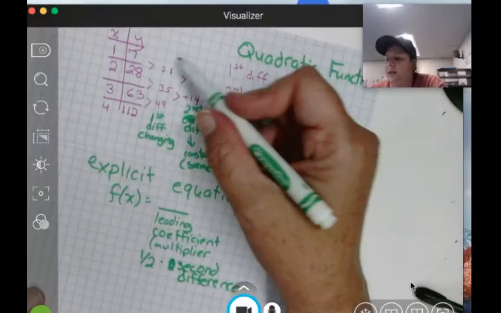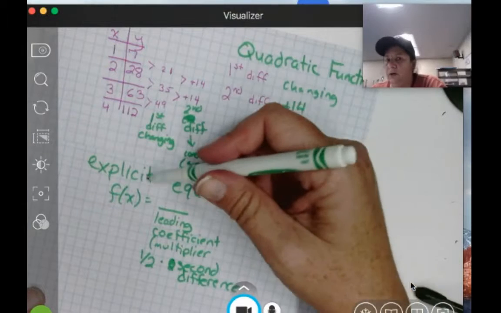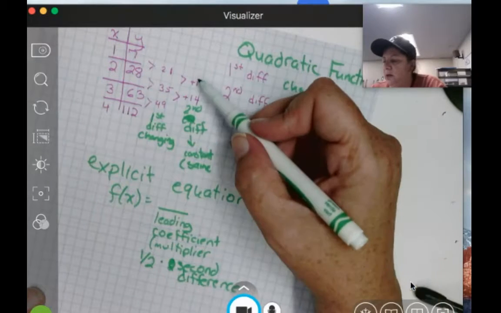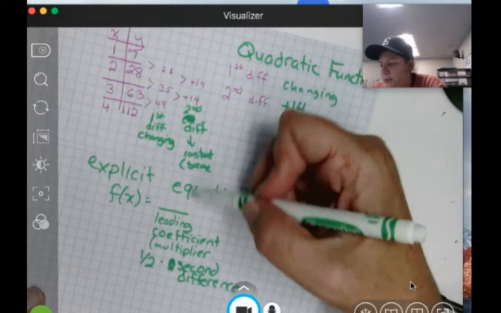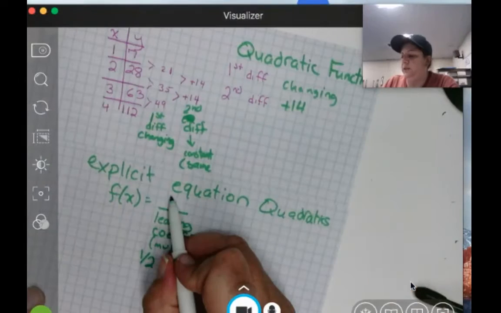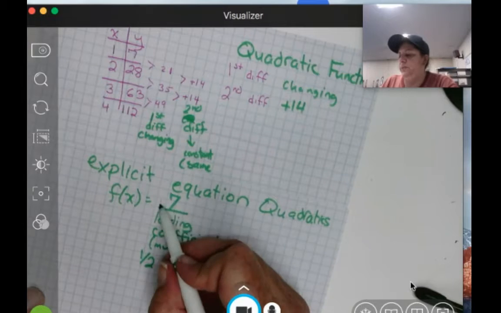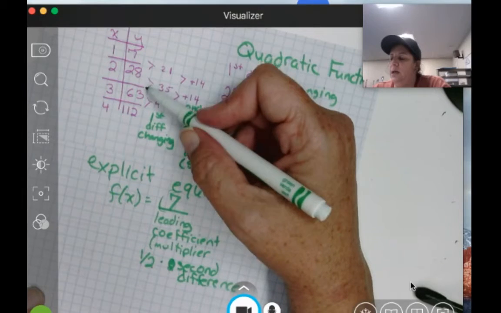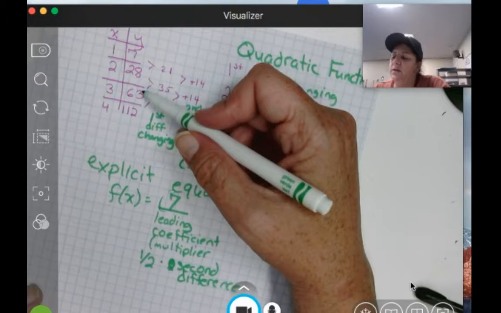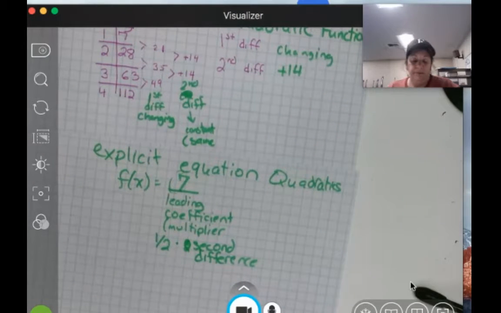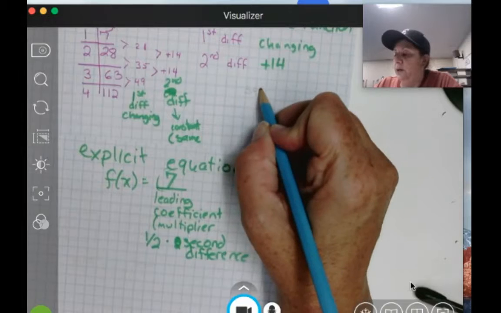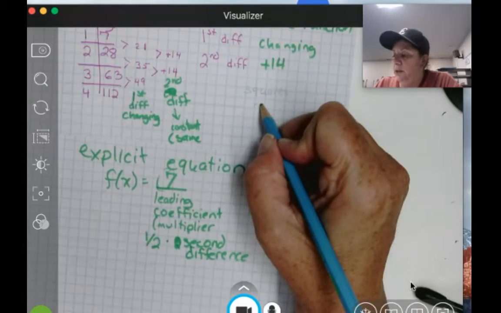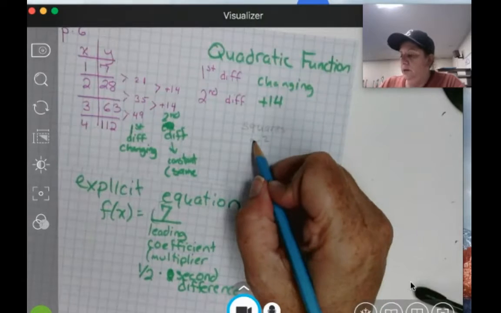So just by looking at this, we can get a clue about that explicit equation. My second difference was 14, and 1/2 of my second difference is 7. So there should be something about a 7 that's going to help us here. And you might already be able to see it. I already said, if you were here the day before, that this problem is going to have to do with squares and with x squared.